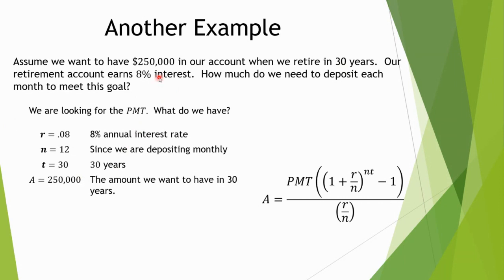The amount that we want to have, which is capital A, is $250,000. That's our balance, what we want the balance to have. And we want to see what our monthly payment, what PMT, must be to accomplish that. So we're going to use that formula, but we have to figure out what PMT is, and we're going to substitute all this in here.